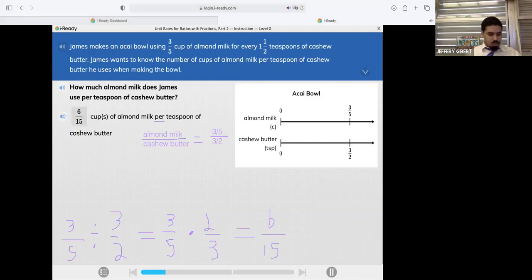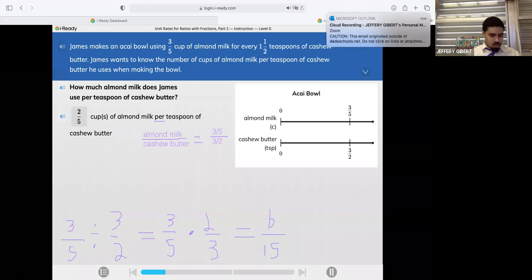That's right. You can also use the fraction 2/5 to represent the cups of almond milk.